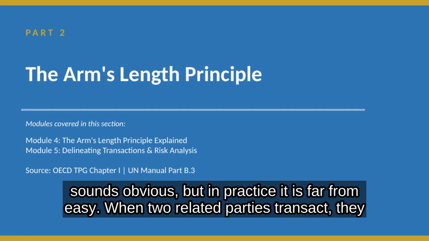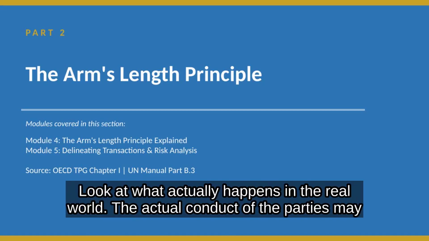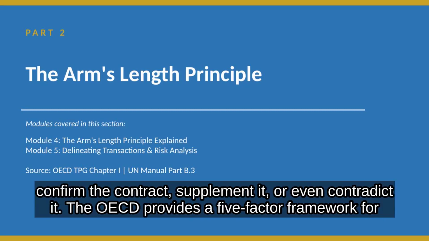When two related parties transact, they will often have a written contract. But the OECD says, don't just look at the contract. Look at what actually happens in the real world. The actual conduct of the parties may confirm the contract, supplement it, or even contradict it.